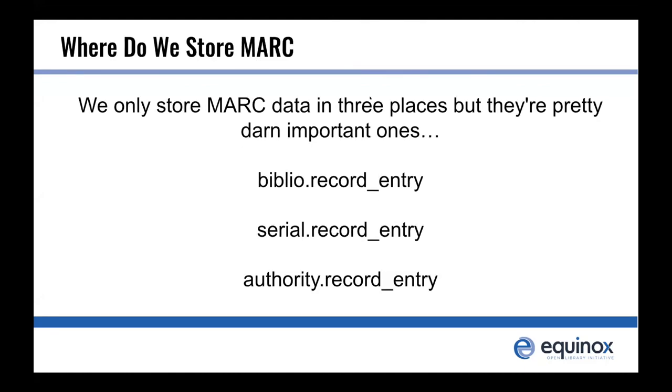Now, for those who don't know, we store MARC in a few places. These are what I think of as the most important places MARC is in the database. And they are in the record entries for the biblio table, the serial table, and the authority table. And the one you're going to use the most probably is the biblio table. That is where your standard material, monographs, DVDs, CDs, your materials are going to live. And then you may use serials and authorities as well, just depending on the needs of your institution.